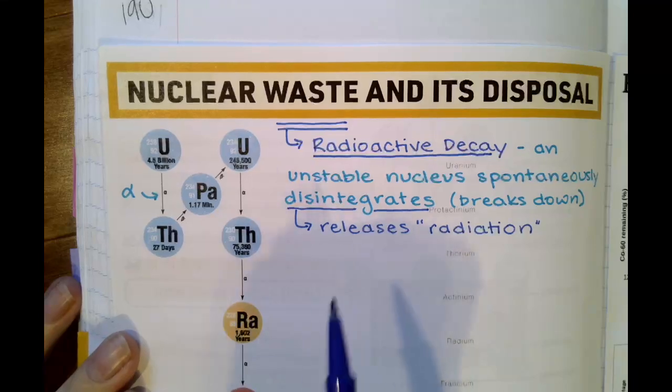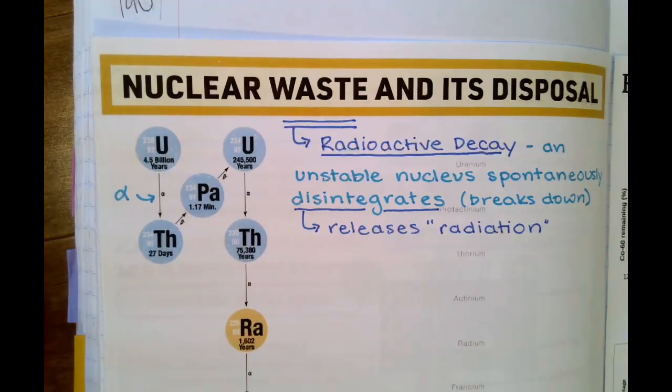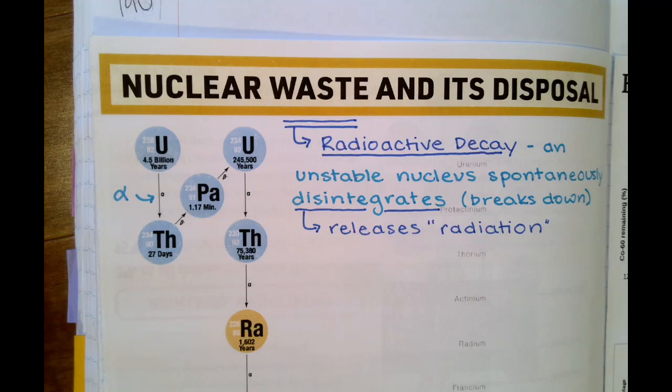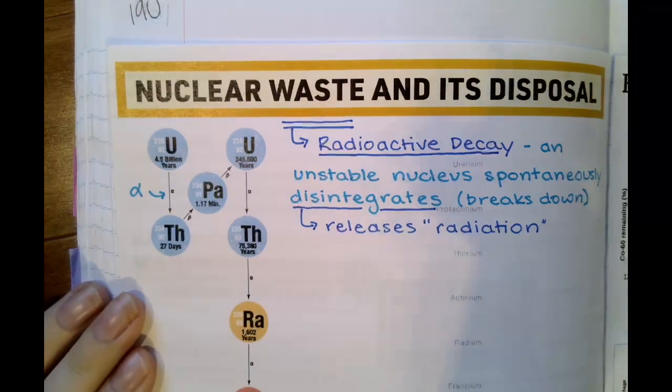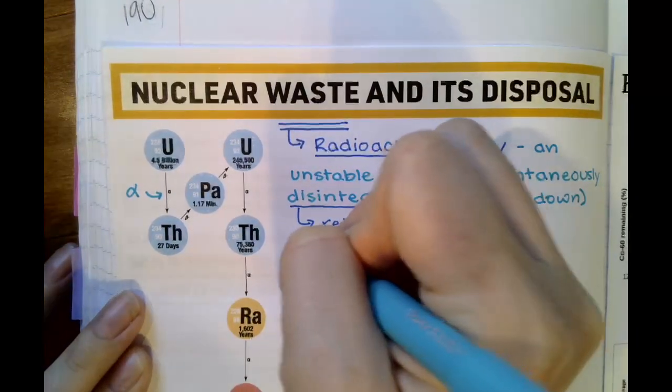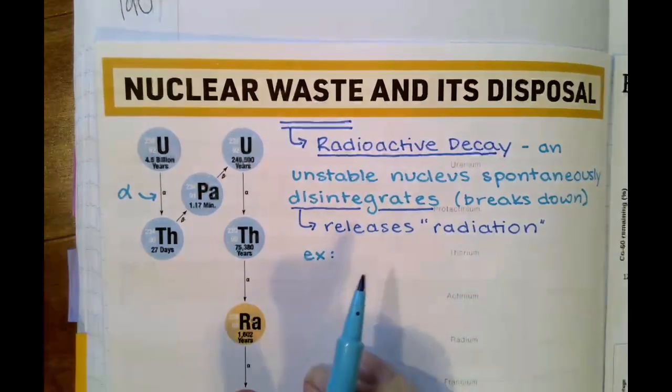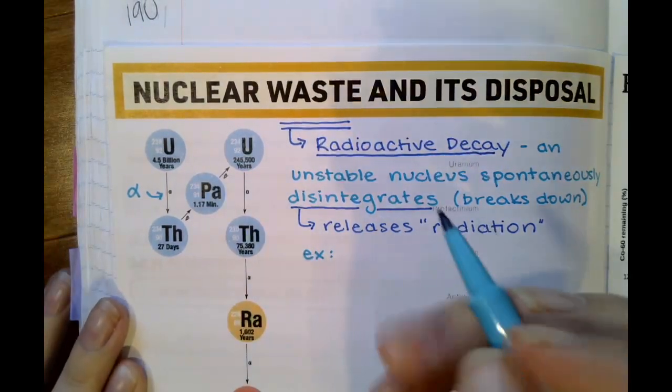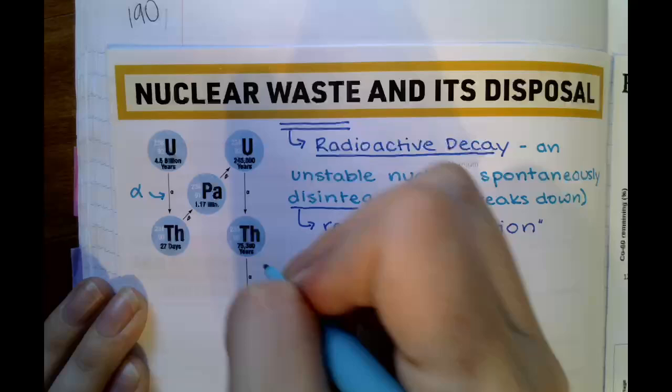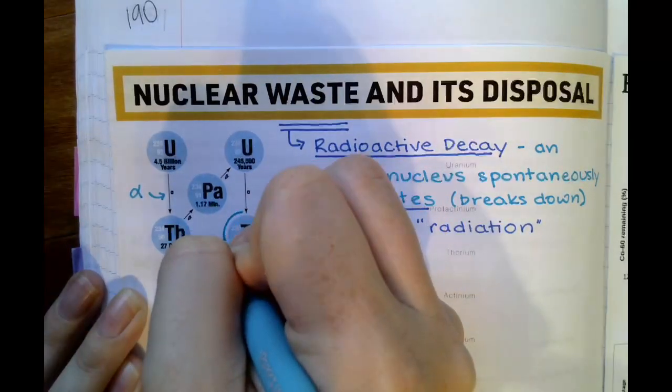So let's do an example of radiation to make this make a little bit more sense. Here's one of my favorite examples. You know you're a chemistry teacher when you have favorite examples of radiation. Let's do thorium-230. That's this little guy right here.